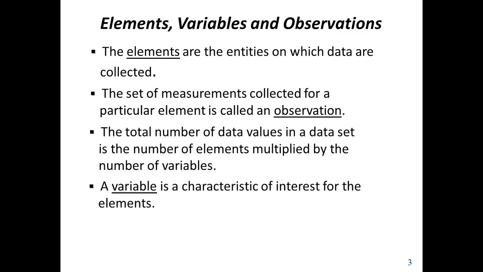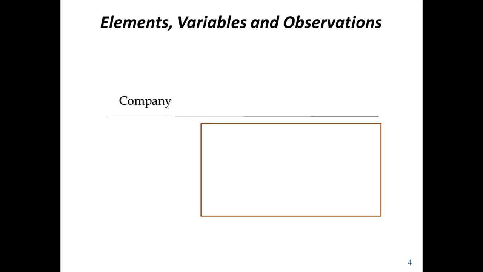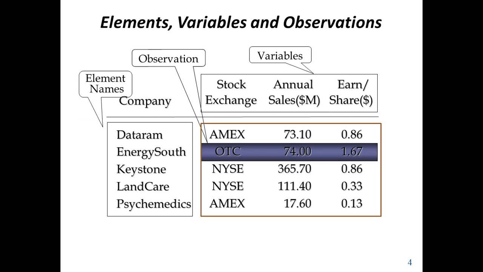While for the data values, you have to multiply the number of elements times the number of variables. For example, if you have 5 elements and 4 variables, you have 20 data values. So don't mix up the data values with observations. Now, let's go to see an example.